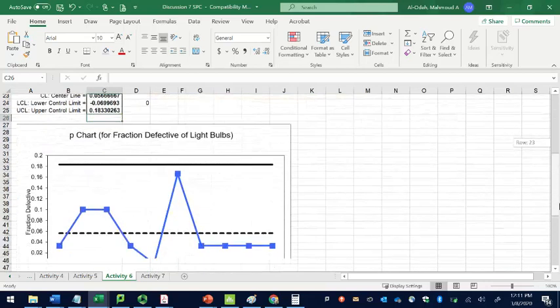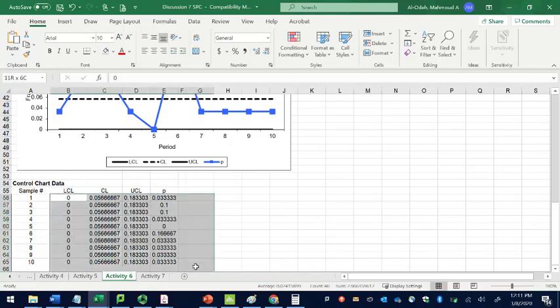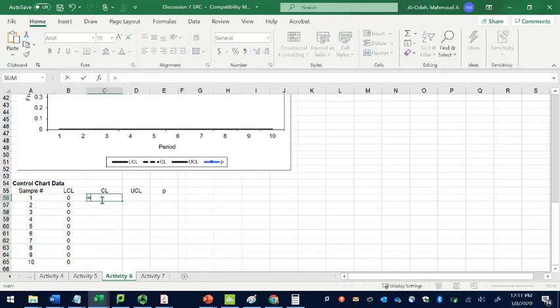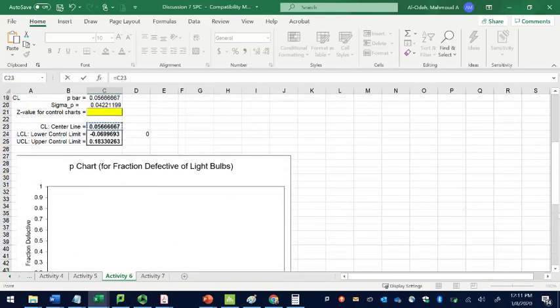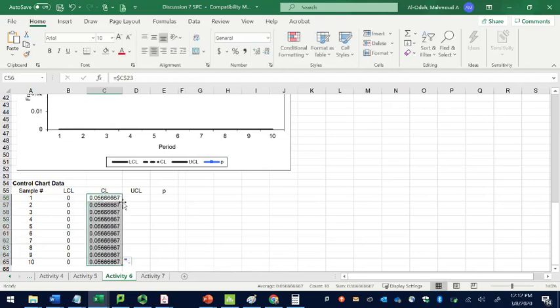Now let's go down here and fill in this information. I'm going to delete all this to show you what I have. So 0 for the lower control limit. The center line would be equivalent to this one, 0.056, and I want to copy this value to all the cells. So I'm going to lock that value by adding a $ sign before and after, and then you double click on the lower right corner.